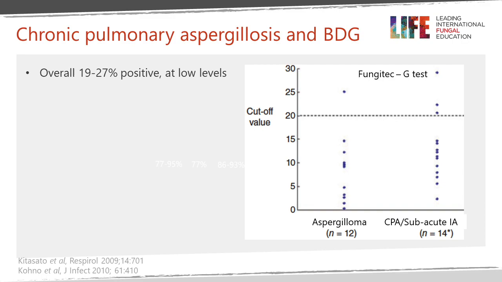BDG is not a very helpful test for chronic pulmonary aspergillosis. In this study, from 2 studies from Japan, they found a sensitivity of 19 to 27% only. And you can see the results on the right in terms of the cutoffs that they used.